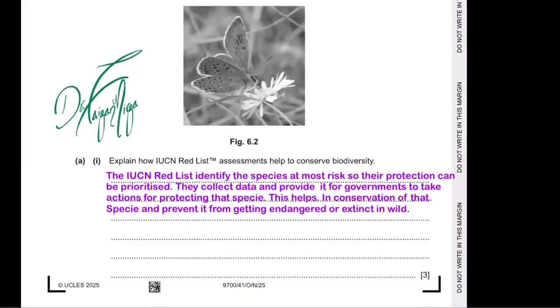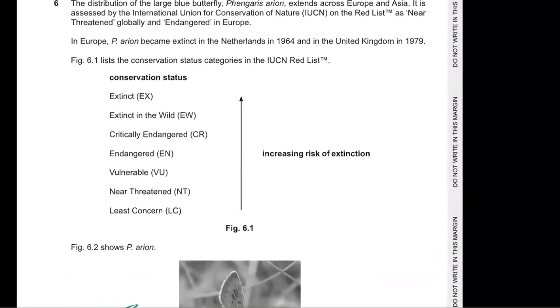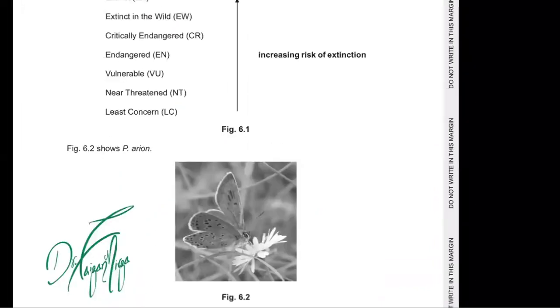Explain how the IUCN Red List assessments help to conserve biodiversity. So the IUCN Red List identifies the species that are at most risk so that protection can be prioritized. They collect the data and provide it to the government to take actions for protecting these species. This helps in conservation of that species and prevents it from becoming endangered. Because when you apply this list, obviously organisms which are EW or CR need to be prioritized, whereas the organisms which are near threatened or least concern will need fewer government resources or less awareness because they already are in good number.